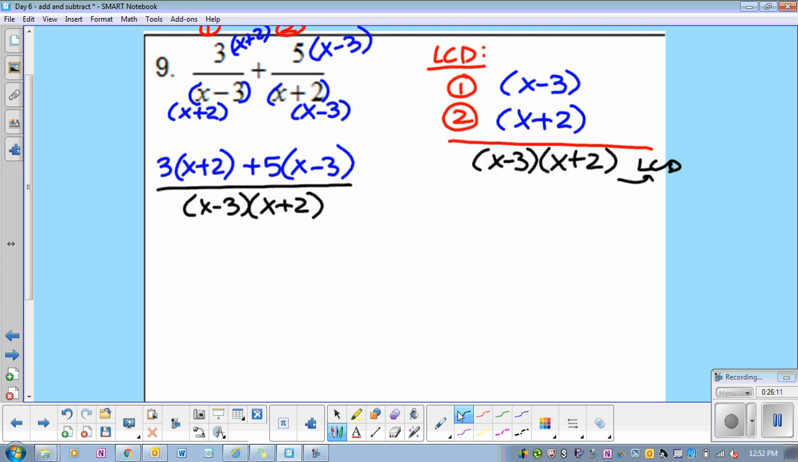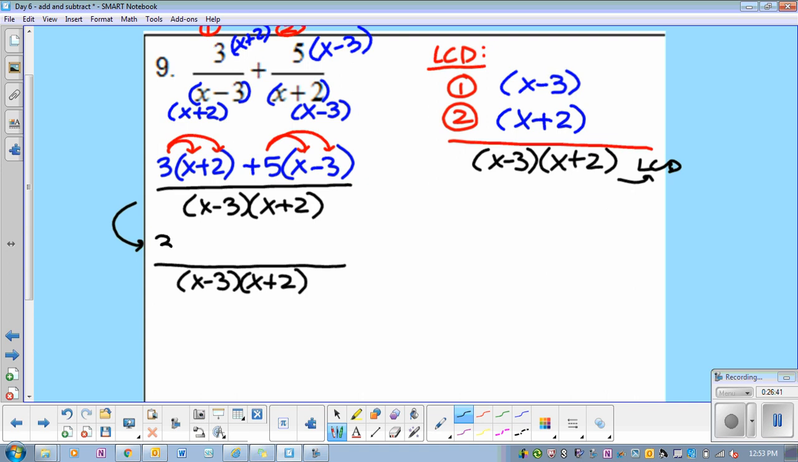Don't just leave it like this, right? Because we actually have to add, subtract, multiply, do all of that for the numerator. So in the numerator, you do have to distribute. So I need to copy this over, put my LCD back. 3x plus 6, plus 5x minus 15.